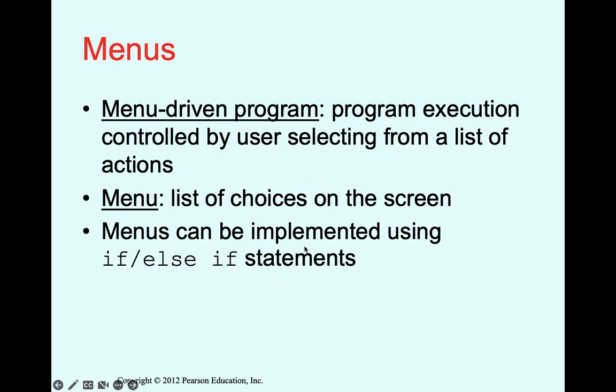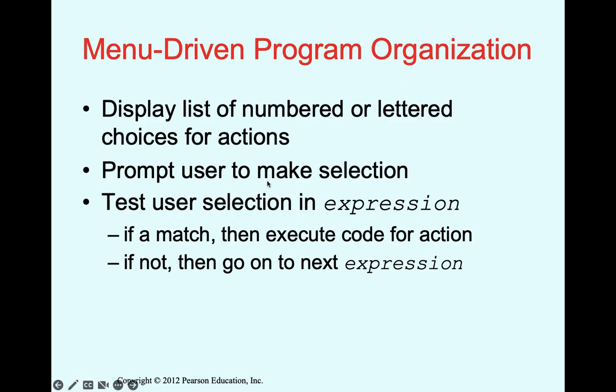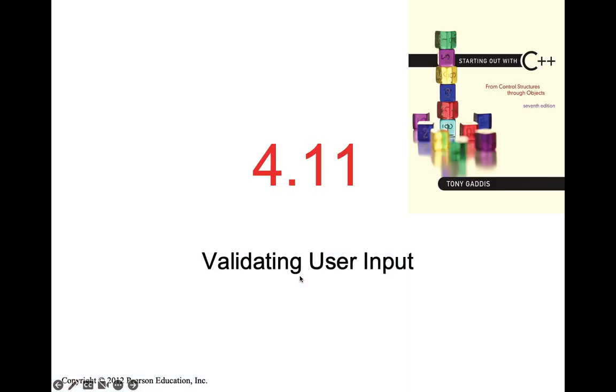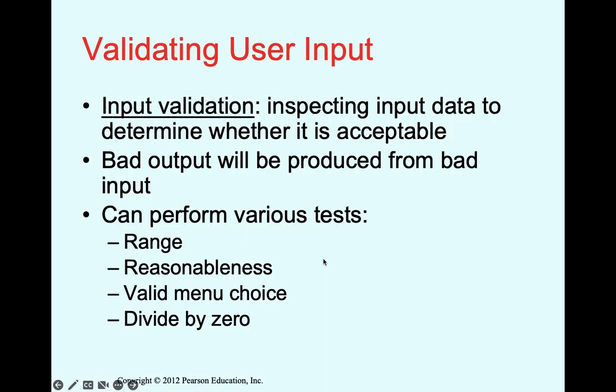Maybe you have seen this before in Python. So for the menu, we display a list of numbers or letters, choices for action. We ask the user to enter 1 for this, 2 for this, and so on. And then we test the expression. If it matches one of the codes, we take the action. If not, we go on to the next expression and check.